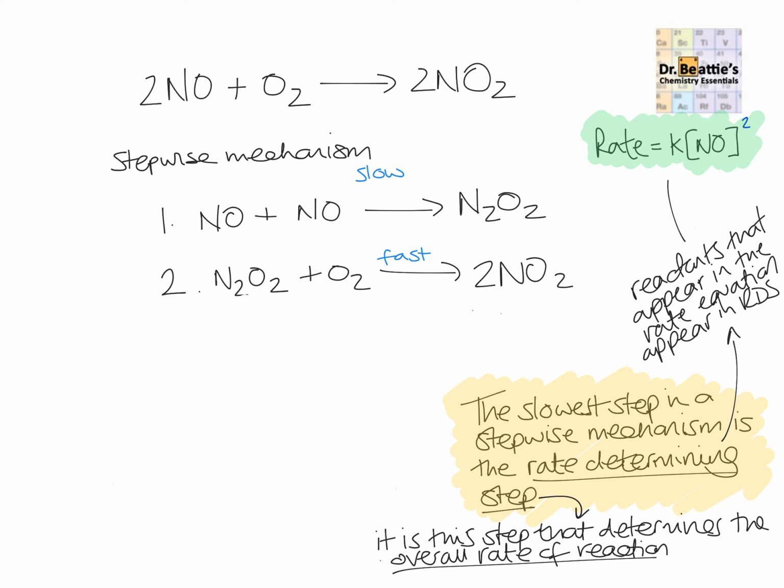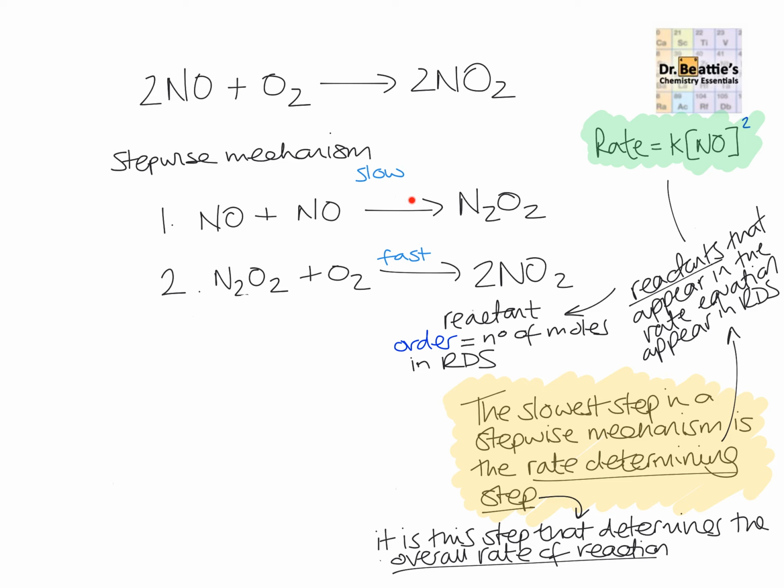The other thing to note is that in your rate equation, the order of each reactant tells you how many moles of that reactant are in the rate determining step. So here we had 2 moles of NO, and you can see here we had to have 2 moles of NO reacting with each other to form N2O2. So this all fits.